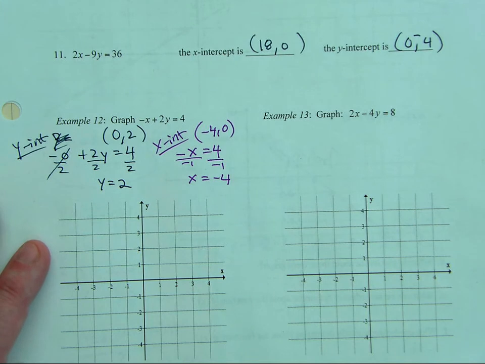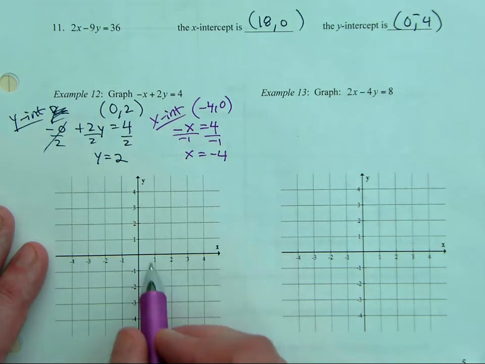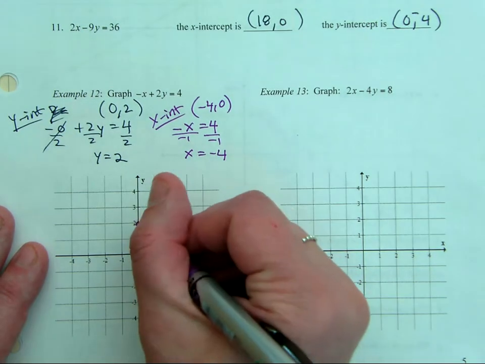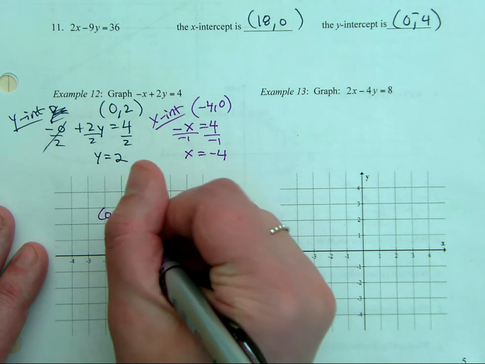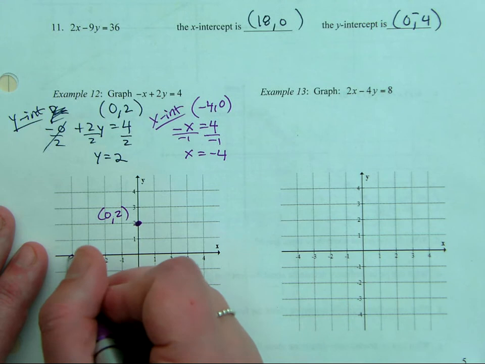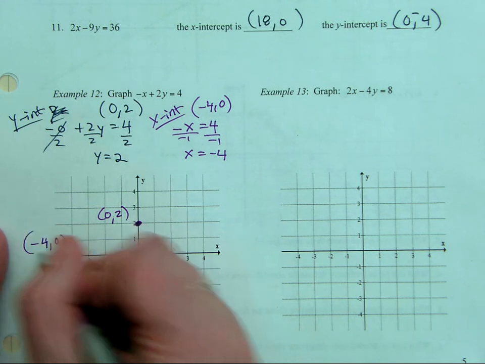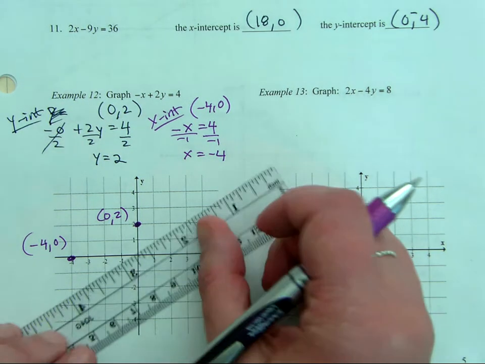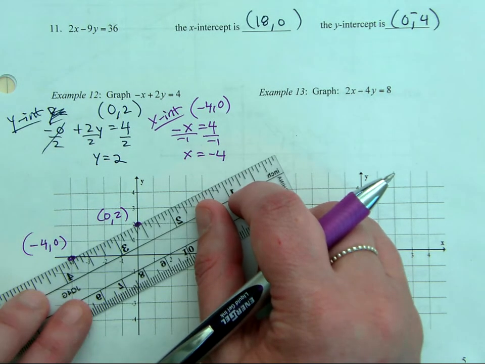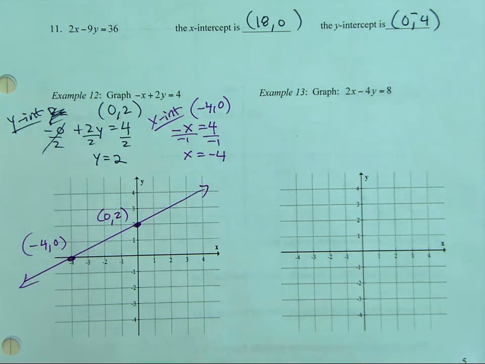Okay, and just like we noticed, sometimes you can really get messed up with your signs. So when you graph this using the intercepts, 0, 2 is here. And over here is negative 4, 0. Now, if I graph this, and of course you could always rearrange it, put it into slope-intercept form, use the slope and the y-intercept. That's another way of graphing.